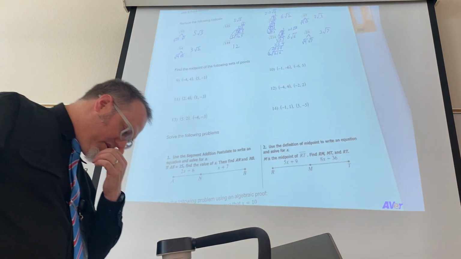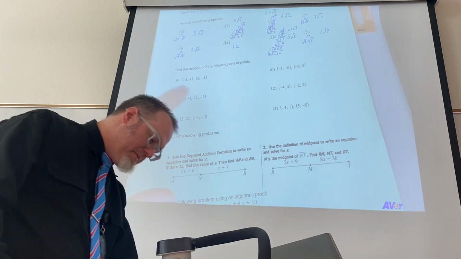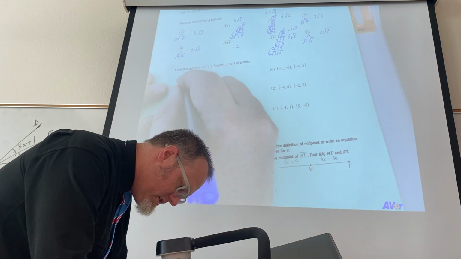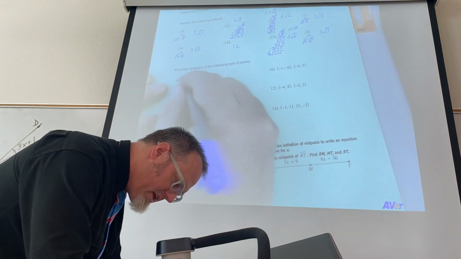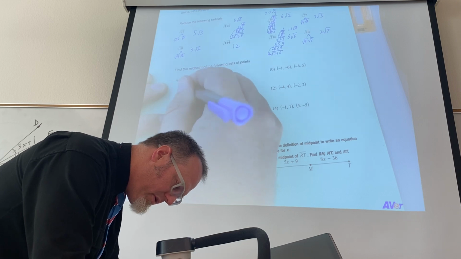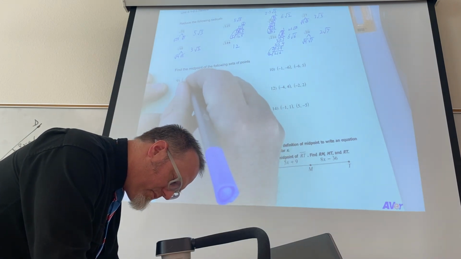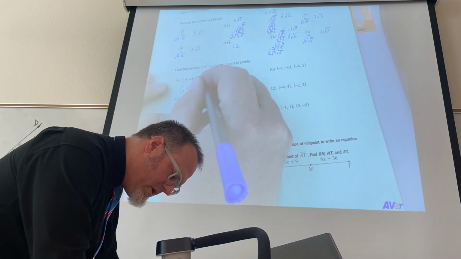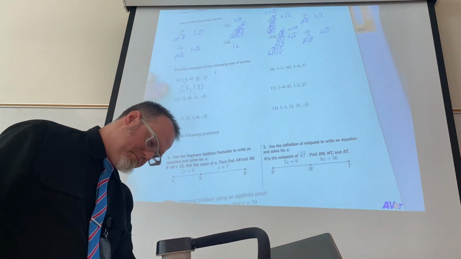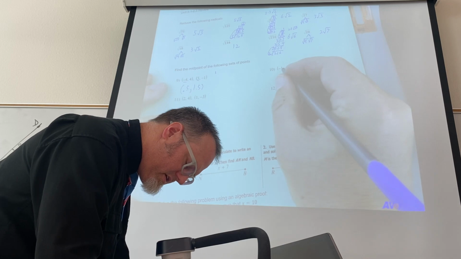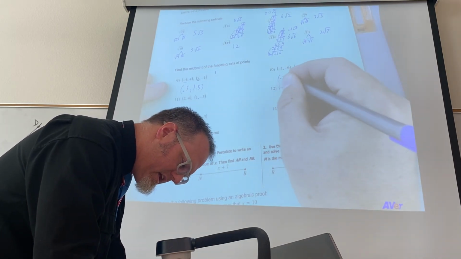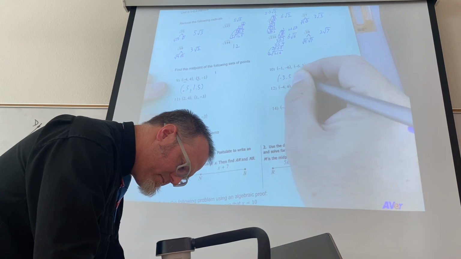Find the midpoint of the following sets of points. I'm just going to add the x's, add the y's, divide by 2. So 5 and negative 4 is 1. When I divide that by 2, that's going to be 1/2 or 0.5. 4 and negative 1 is going to be 3. I divide that by 2, and that's 1.5. On number 10, negative 1 and negative 6 is negative 7. Divided by 2 is negative 3.5.